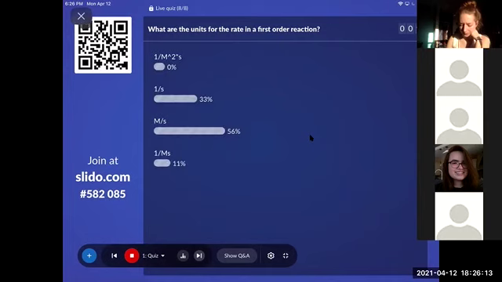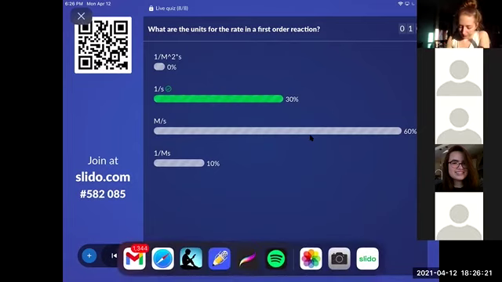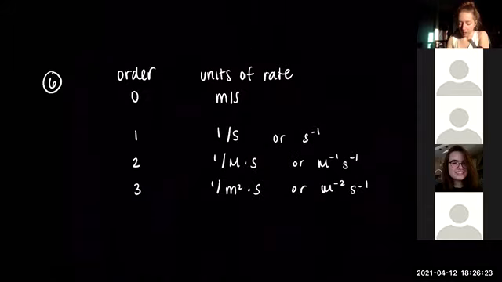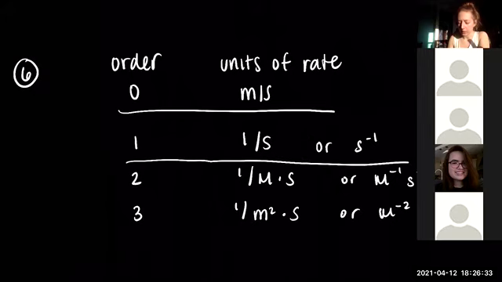Okay. Are you ready to see the answer? It's 1 over seconds. Here are all of them. I wouldn't say necessarily memorize this, but at least be familiar. For zero order, it's going to be molarity over seconds. First order, it'd be 1 over seconds.